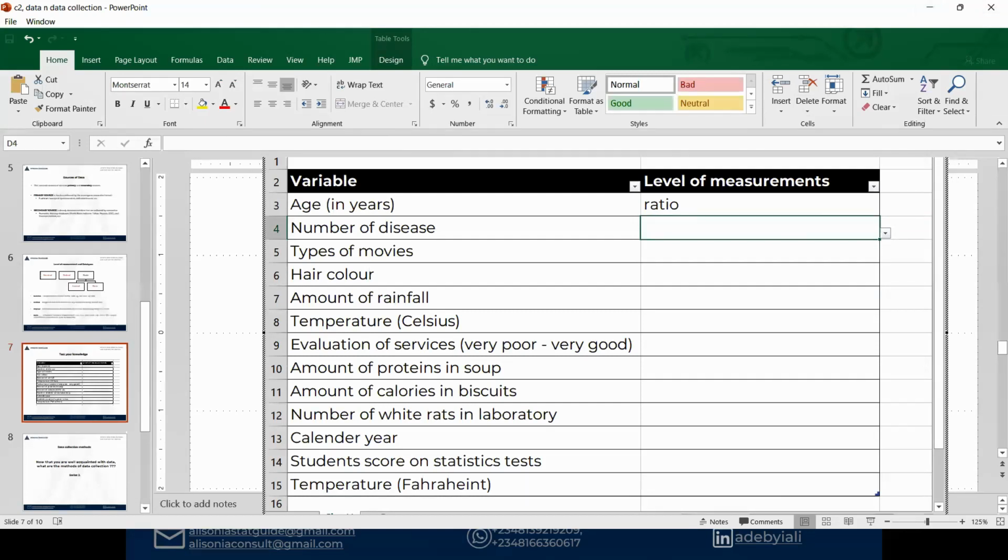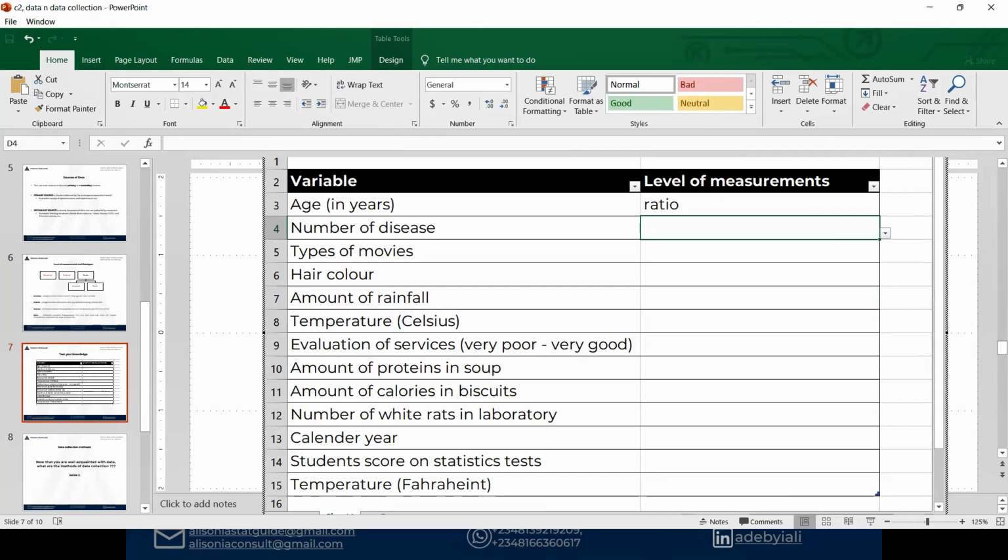I think it's ratio. Interval. It is interval. Why? Because it cannot take decimal. Anyone else? It cannot take decimal. Yes. So does that mean, but why if it cannot take decimal, interval or ratio?